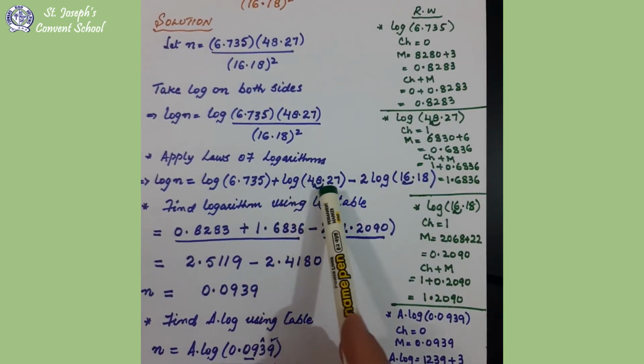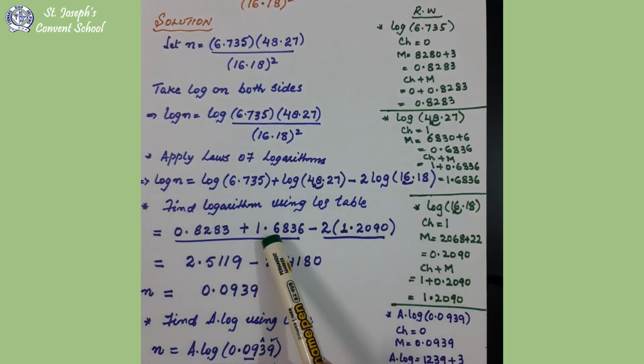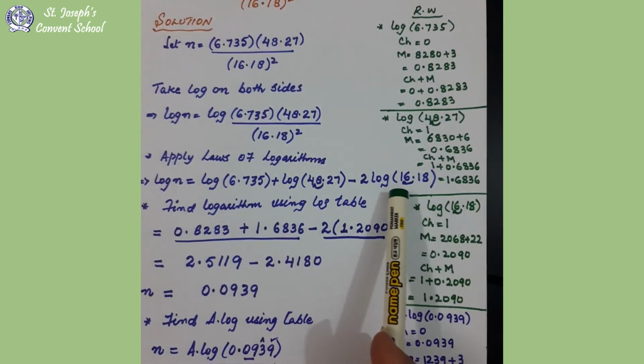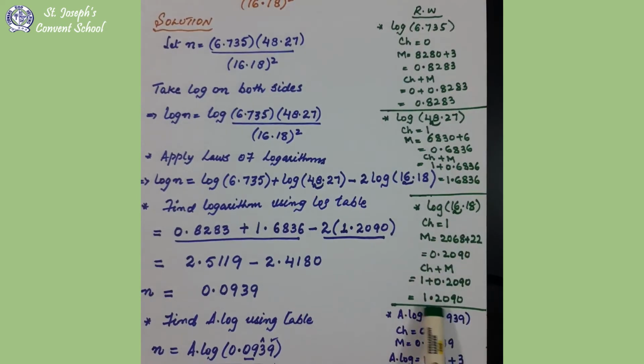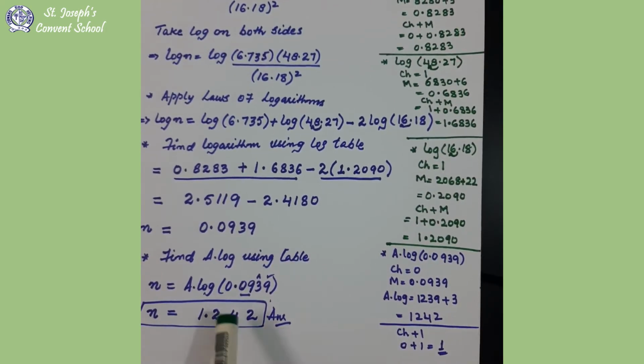Then the second value, log 48.27, the solution is here. You all know how to find the log. And the last one, log 16.18, is this value 1.209. And then the last part, antilog of this number, is here. And how to put the decimal: characteristic plus 1 is 1, so after one digit. 1 means after the first digit.